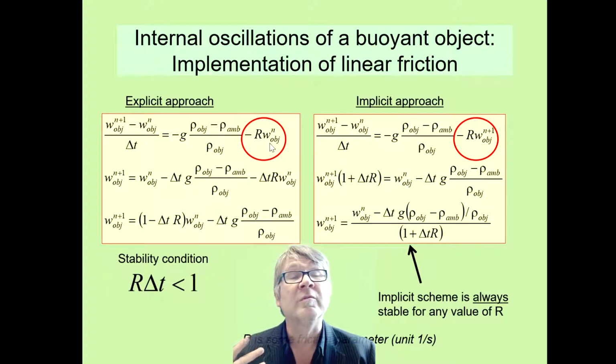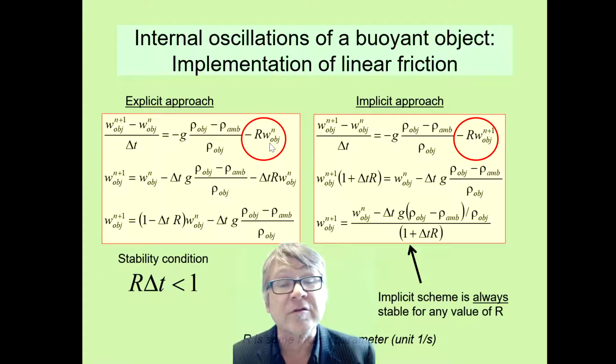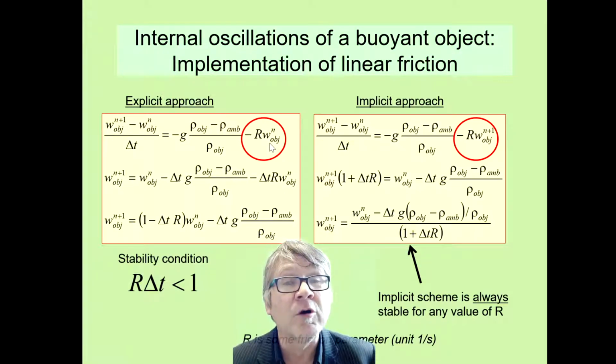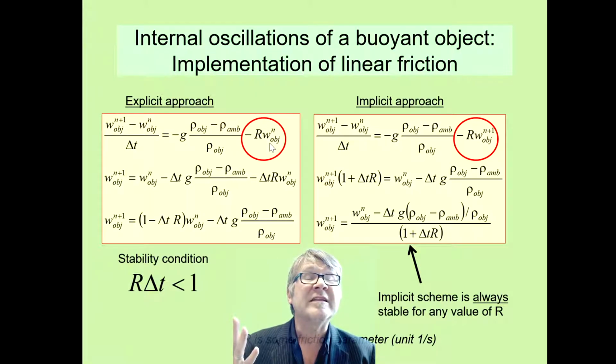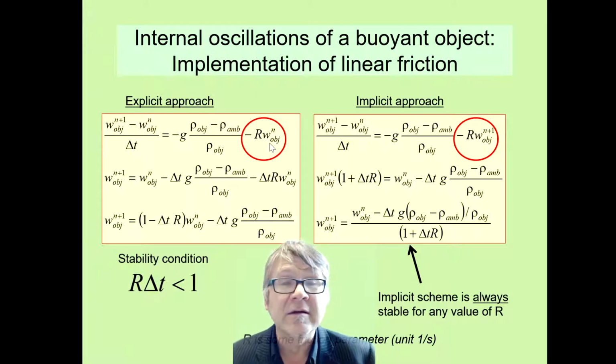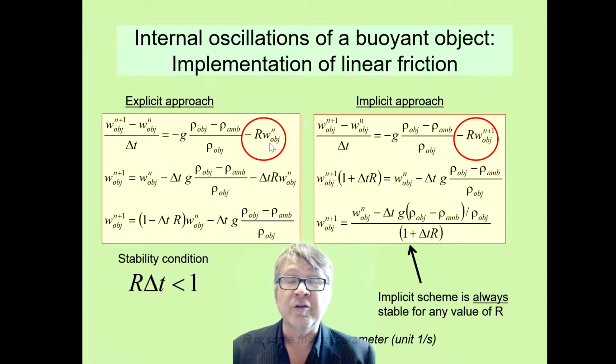No matter what the sign of W is, the friction force is always opposite. If W is positive, you actually get a minus here. It will take away a little bit of the vertical velocity. If W is negative, it actually adds a little bit. So it always reduces the speed, if you like.